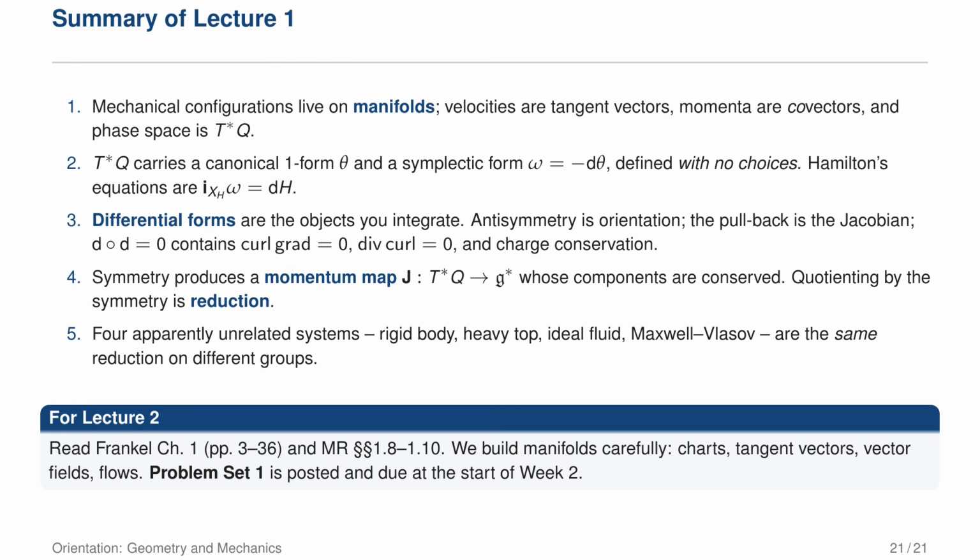5. Apparently unrelated systems. The rigid body, the heavy top, the ideal fluid, and the Maxwell-Vlasov plasma are the same reduction on different groups. For Lecture 2, read Frankel Chapter 1, pages 3 through 36, and sections 1.8 through 1.10 of Marsden and Ratiu. We build manifolds carefully. Problem set 1 is posted, and is due at the start of week 2.